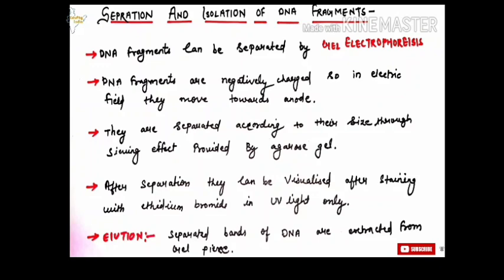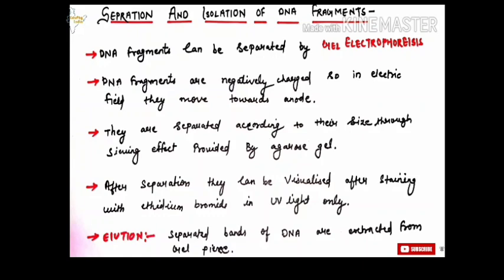The separated DNA fragments can be visualized only after staining the DNA. Since DNA is very transparent and very thin, it's important to stain it to get a colored DNA, and then it is visualized. To visualize, we use the stain ethidium bromide followed by exposure to UV radiation.